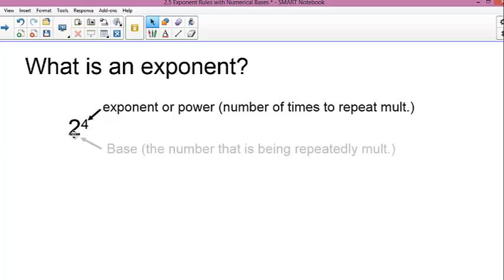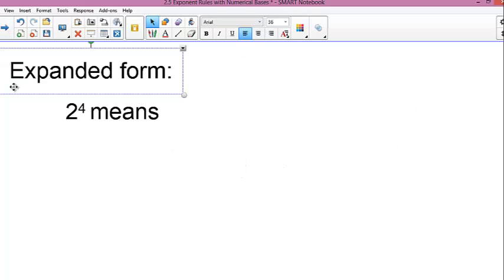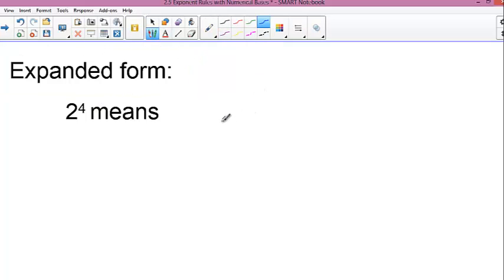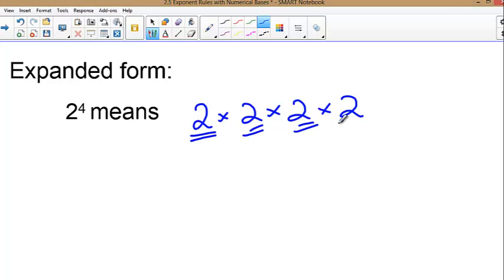The number on the bottom, the big number there, is what we call the base. That's the number that's going to be repeatedly multiplied. So this kind of makes a little bit more sense, in a very, very basic sense. 2 to the power of 4 means 2 times 2 times 2 times 2. 2 is going to be multiplied by itself 4 times, a total of 4: 1, 2, 3, and 4. Okay? So again, this is what we call expanded form. Basically, we're going to need that to actually develop some interesting rules for simplifying exponents.